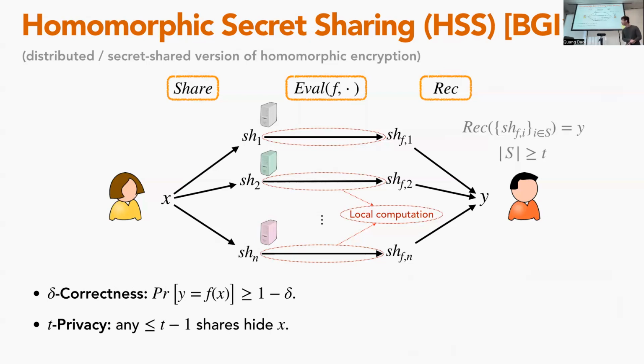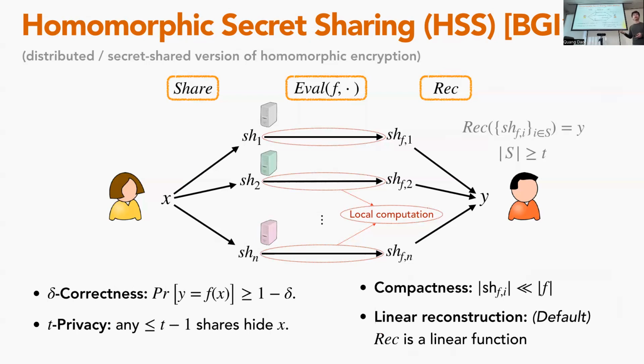And since this is secret sharing, we also want a privacy guarantee, which says that for a given threshold T, we can design a scheme such that any T-1 shares or fewer will computationally hide the input X. To avoid trivial schemes where evaluation just tacks on the description of the function f, and then reconstruction first reconstructs the inputs and then applies function f to that input, we have these two extra requirements. First is compactness, meaning the output shares do not depend on the size of the function. And secondly, in many applications, it's also very desirable to have the reconstruction process be a linear function. And indeed, our scheme later on will achieve this linear reconstruction property.